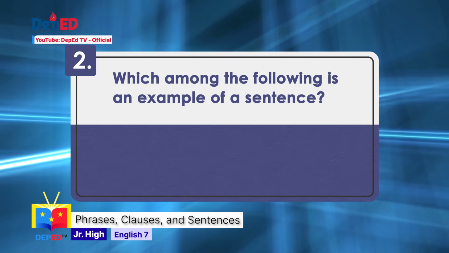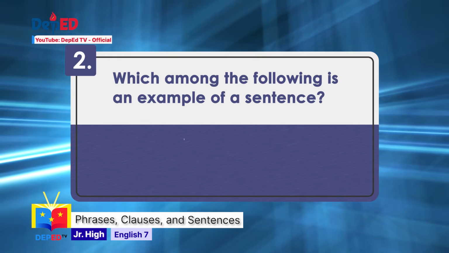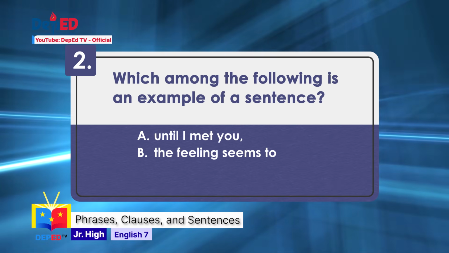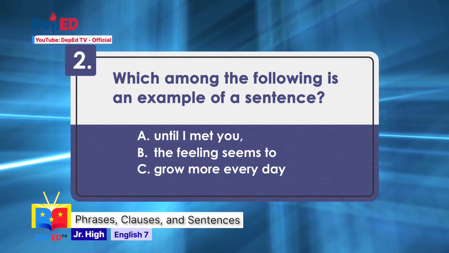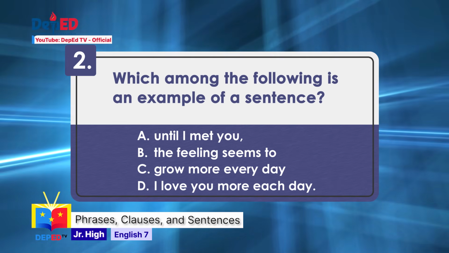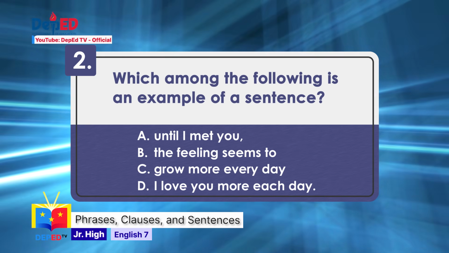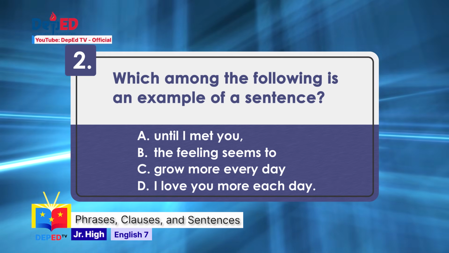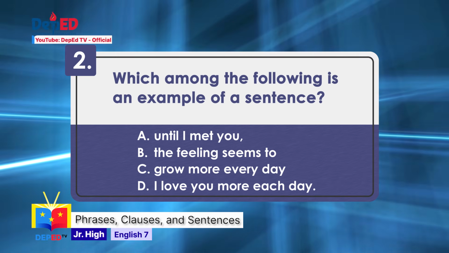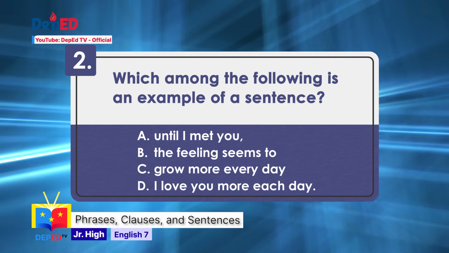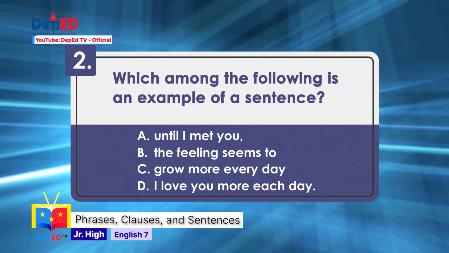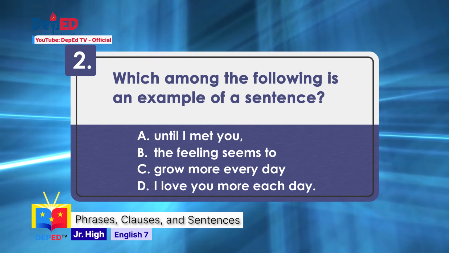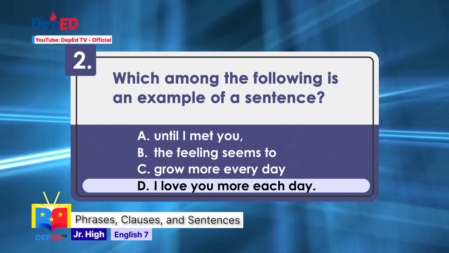Which among the following is an example of a sentence? Letter A, until I met you. Letter B, the feeling seems to. Letter C, grow more every day. Letter D, I love you more each day. Are the choices familiar to you? You can sing if you want to, but the answer is letter D, I love you more each day.